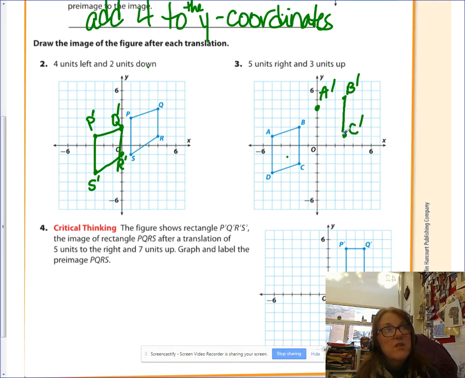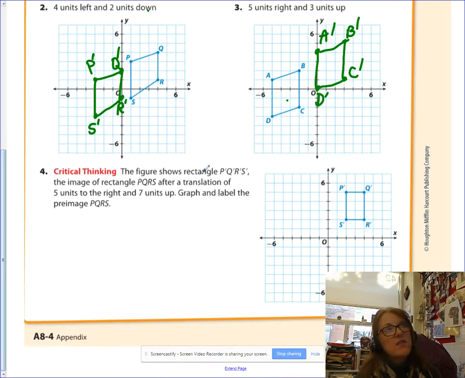And that's good because B and C were exactly underneath each other. 1, 2, 3, 4, 5. Up 1, 2, 3. Hey, D ends up, or I should say D prime ends up exactly at the origin. Cool. There you go. Okay, the last one, now this one was a little tougher.